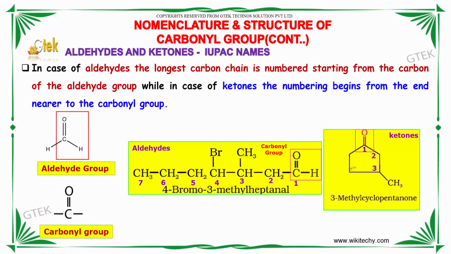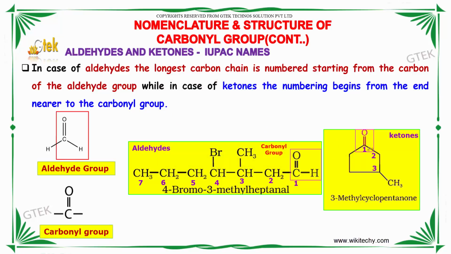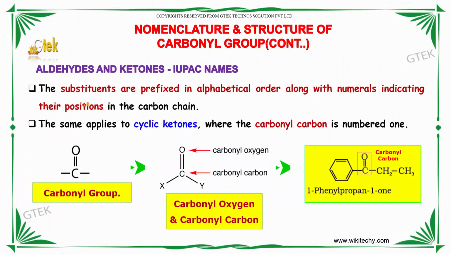Similarly, in this compound 3-methylcyclopentanone, this is where the carbonyl group is present. Therefore, this would become the first carbon and the numbering goes in such a way. The substituents are prefixed in alphabetical order along with numerals, indicating their positions in the carbon chain. The same applies to cyclic ketones where the carbonyl group is numbered 1. So the name of this compound here would be 1-phenylpropan-1-one.